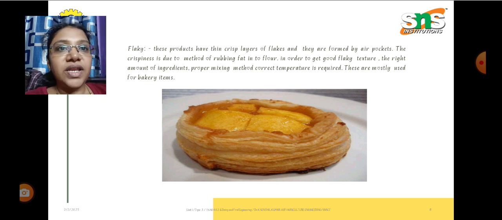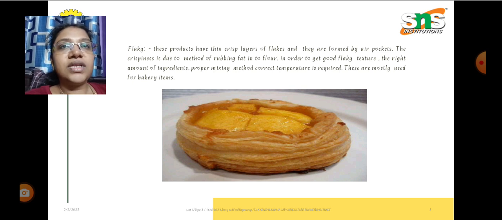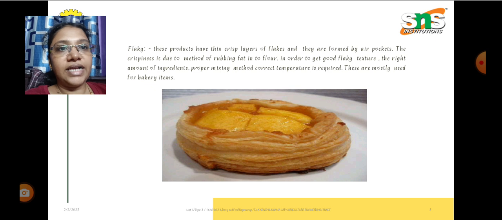So this crispiness is mainly due to the method of rubbing the fat into the flour in order to get a good flaky texture. The right amount of ingredients, proper mixing method and correct temperature have to be maintained in order to get that flaky end texture. These are mostly seen in bakery items only.